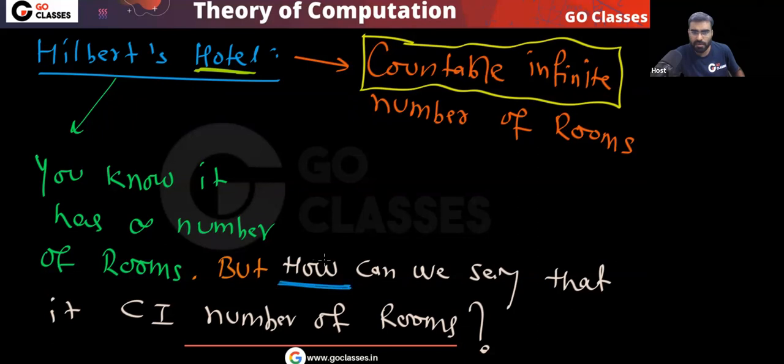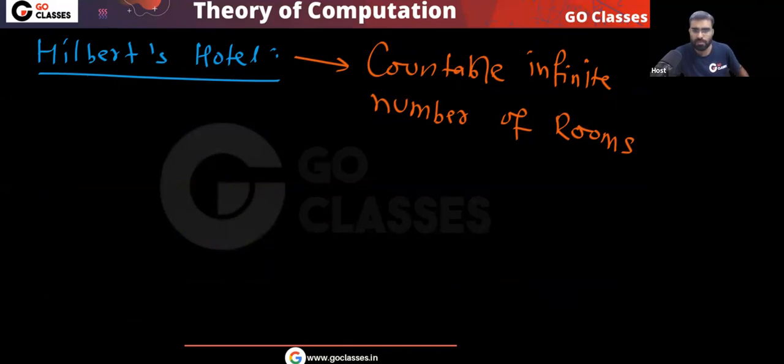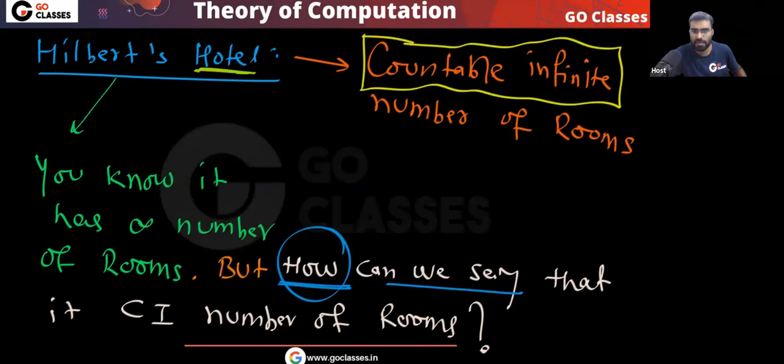How can you say that it has a countable infinite number of rooms? Because rooms are numbered by natural numbers. Very good. Excellent. So I can say, remember this Hilbert Grand Hotel. This Hilbert Grand Hotel has a countable infinite number of rooms because, tell me why.